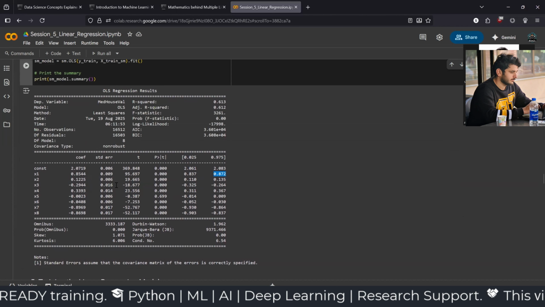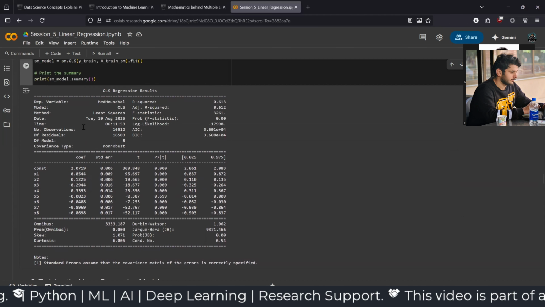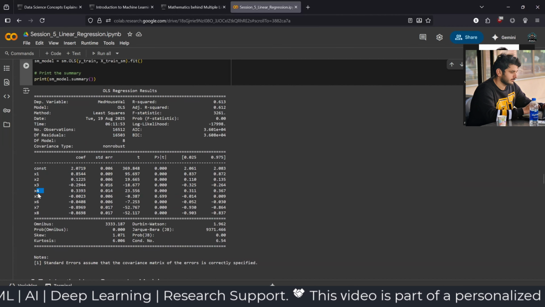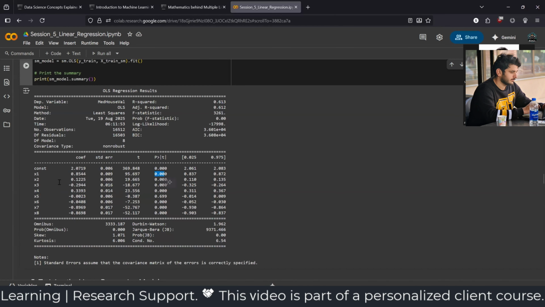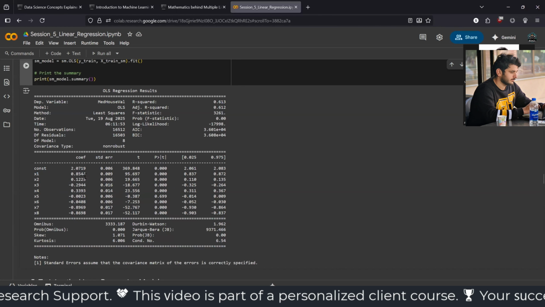Now, we created a model, and based on that model, we generated this particular output. We know how we can check the influence of each column, each independent variable. We can now tell whether it's significant, and we can tell how much it is influencing the dependent variable.